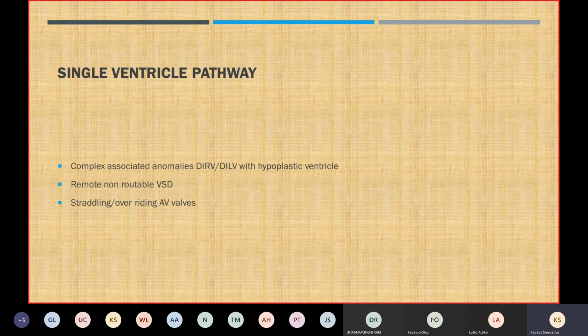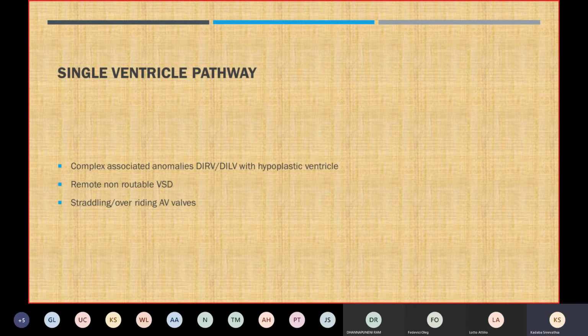Now, what can be done? If we are not doing a physiological repair, we're not doing an anatomical repair, and the patient does not have associated anomalies, has lived to a longer age, maybe second decade, third decade, and starts developing failure features, is it the end of the surgical pathway? Maybe, may not. We can still have the single ventricle pathway, which is an option in those cases.